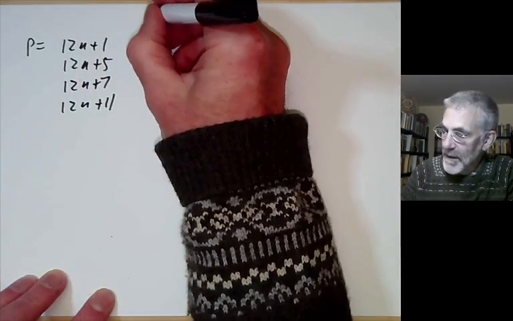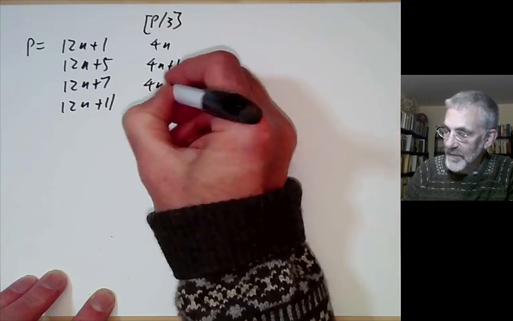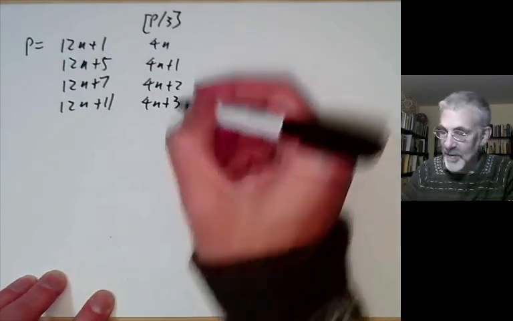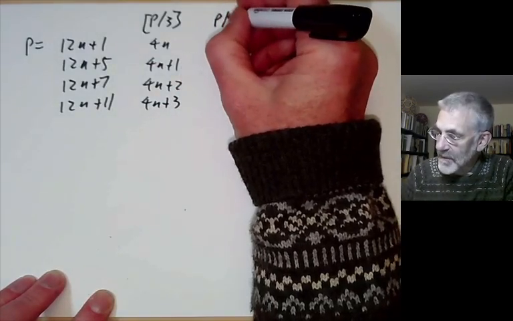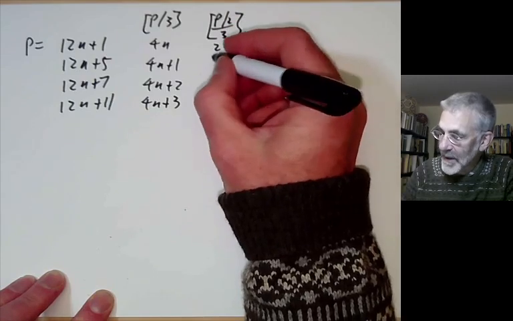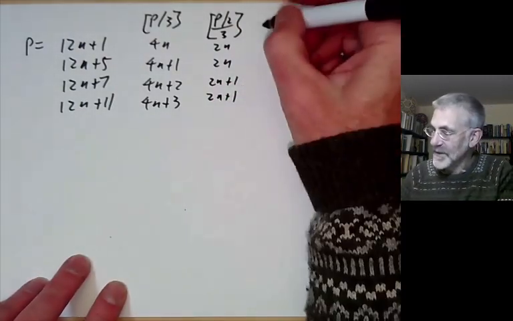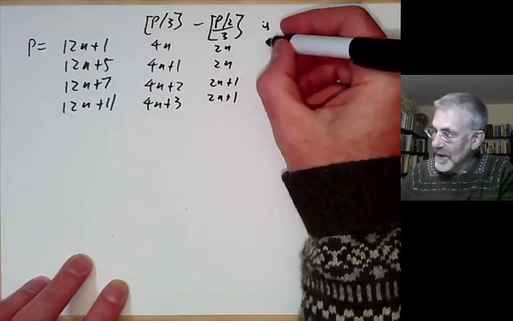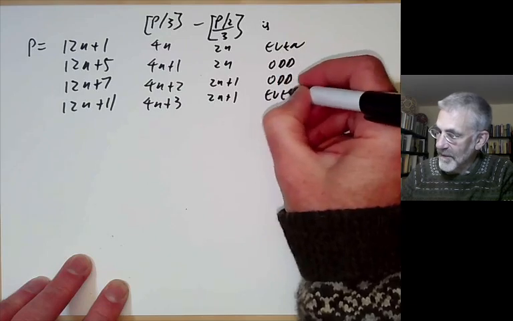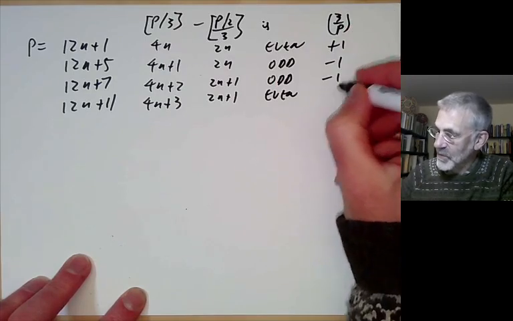And let's work out the integer part of p over 3. Well, here we get 4n, 4n plus 1, 4n plus 2, and 4n plus 3. So we're just dividing this by 3 and throwing away the remainder. And then we get p over 2 divided by 3. Take the integer part of that, and there we're going to get 2n, and here we get 2n, and here we get 2n plus 1, and here we get 2n plus 1. And the difference is, well, here it's even, here it's odd. Here it's odd, and here it's even. So (3/p) is plus 1, minus 1, minus 1, plus 1.